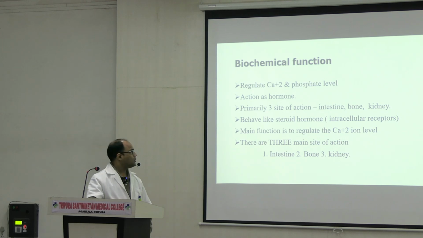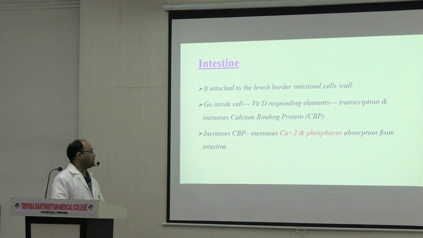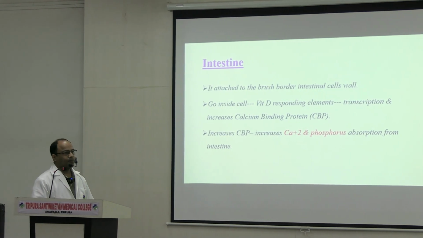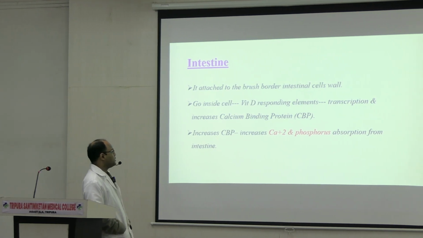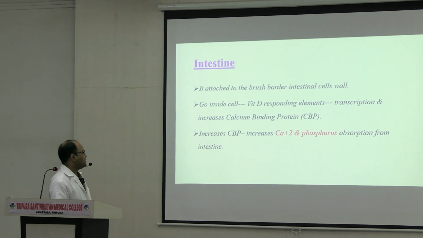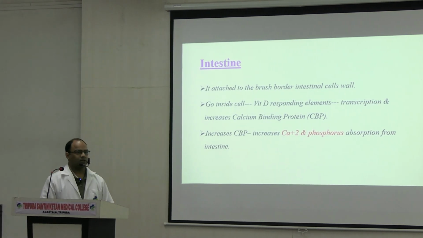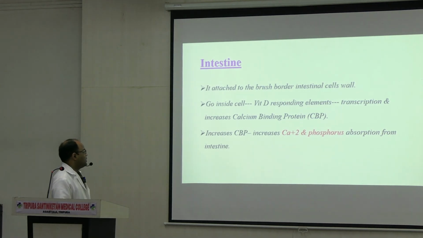Next, in the intestine, vitamin D attaches to the brush border of the intestinal cell wall, and then it goes inside the cell and binds with vitamin D responsive elements, and then transcription occurs and calcium binding protein is released. This calcium binding protein in turn increases calcium ion and phosphorus absorption from the intestine.